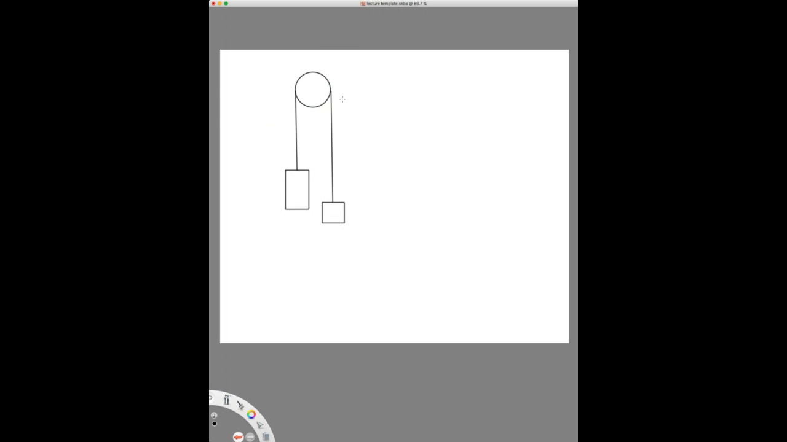Okay, so maybe we have an M1 and an M2. Maybe M1 equals 10 kilograms and M2 equals only 5 kilograms. And we want to find the acceleration of the masses. But now our pulley is a big, heavy pulley, and it has a mass, let's say its mass is 3 kilograms.